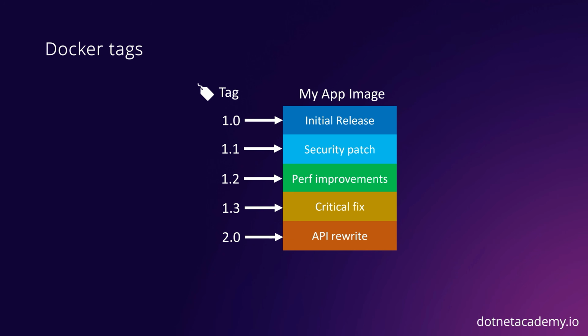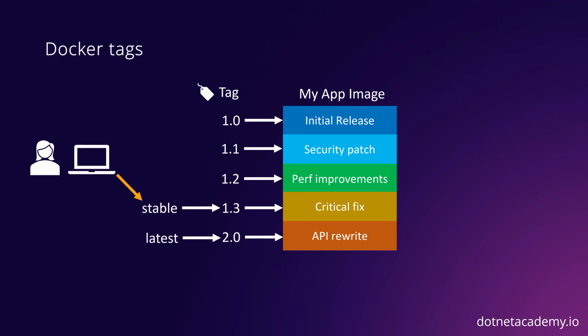We can have more than one tag for each of these image revisions. For instance, version 1.3, which has proven reliable, can also get the stable tag, while our newest version, 2.0, automatically gets the latest tag. Why would we do that? Well, a developer that needs the most reliable version of our app before breaking changes can pull the stable tag, while another developer who needs to use the latest API can just go for latest.